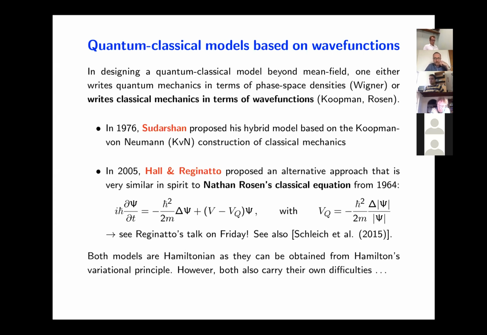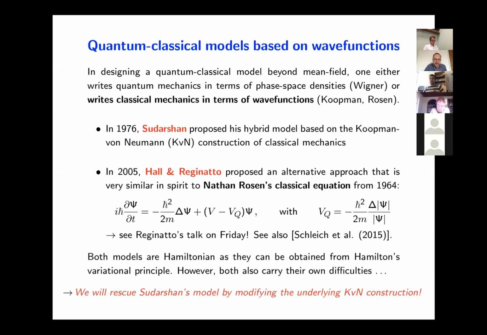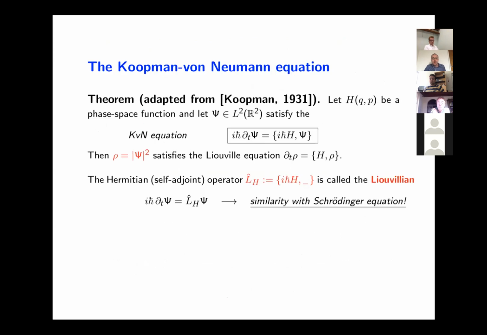And I invite everybody to pay attention to Reginato's talk on Friday, but also to look at Schleich's paper from 2015. Both models are Hamiltonian, which is the key word in this talk, as they can be obtained from Hamilton's variational principle, but they carry their own difficulties. And as I said here, we will try to rescue Sudarshan's model by modifying the underlying KVN construction.